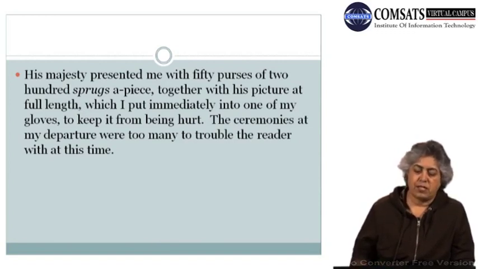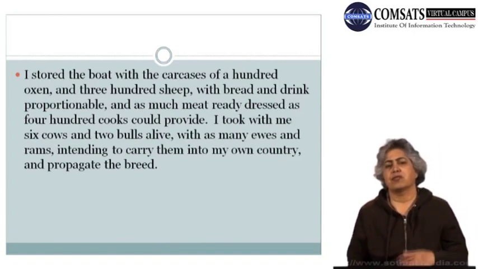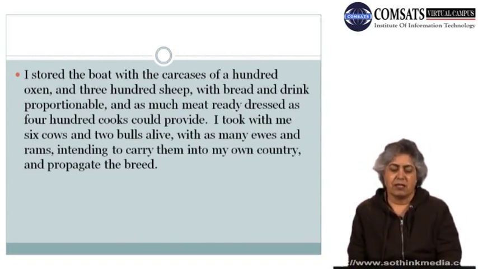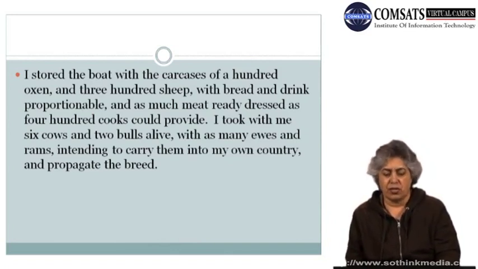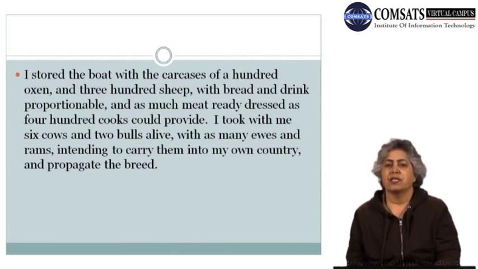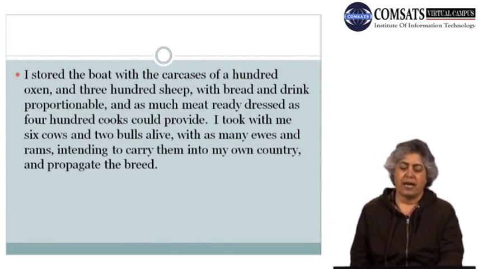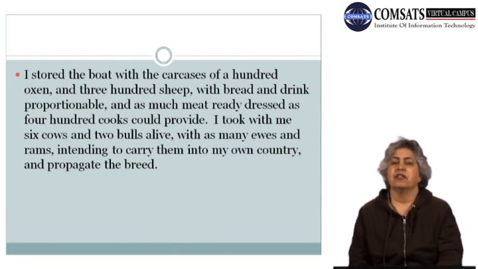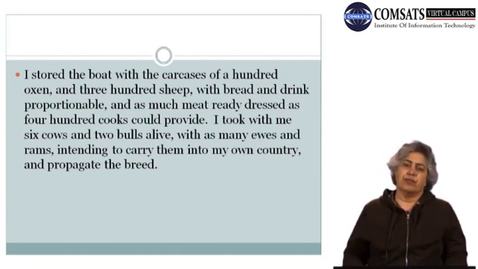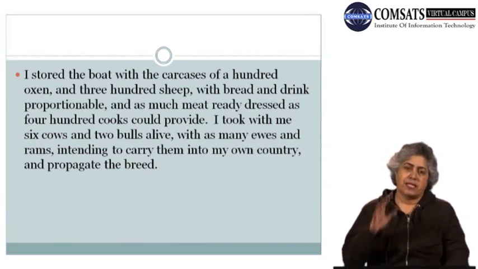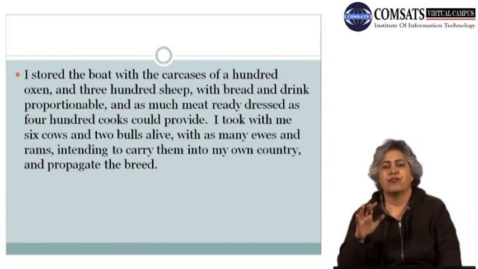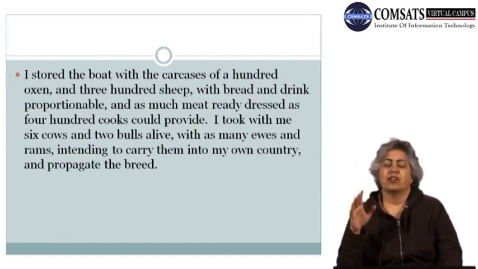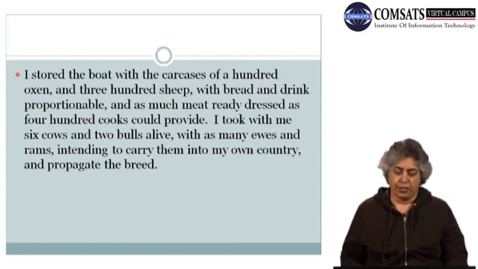The ceremonies at my departure were too many to trouble the reader with at this time. So he says, oh, you know, I'm not going to go into the details. I stored the boat with the carcasses of 100 oxen and 300 sheep, with bread and drink proportionable, and as much meat ready dressed as 400 cooks could provide. That's the amount of workforce it takes to provide something for Gulliver for the voyage.